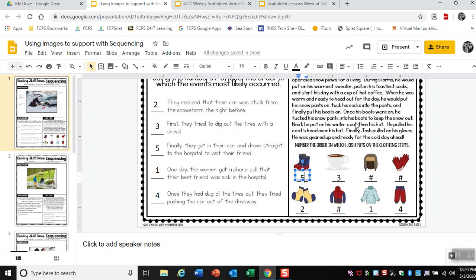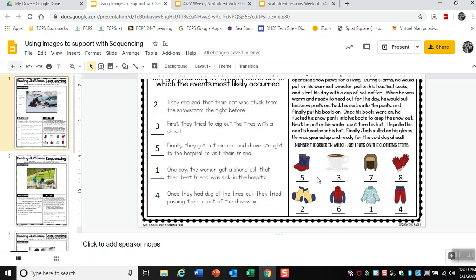Then he put on his winter coat. So his winter coat was next. That would be number 6. Pulled his coat hood over his hat. So his hat would then be next. Then he put his coat hood over his hat. Finally, he put on his gloves and he was geared up and ready for the cold day ahead. So his gloves are what he put on last. So that is the sequence of events that happen in our story here.